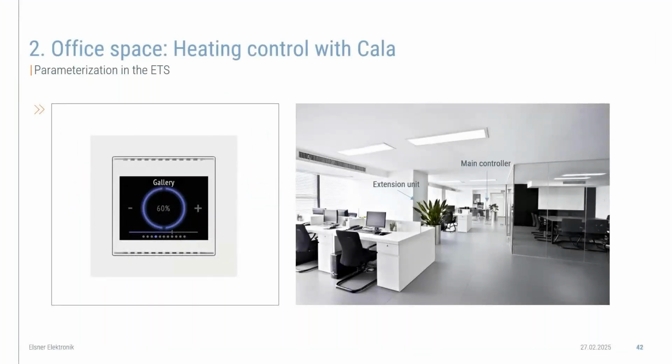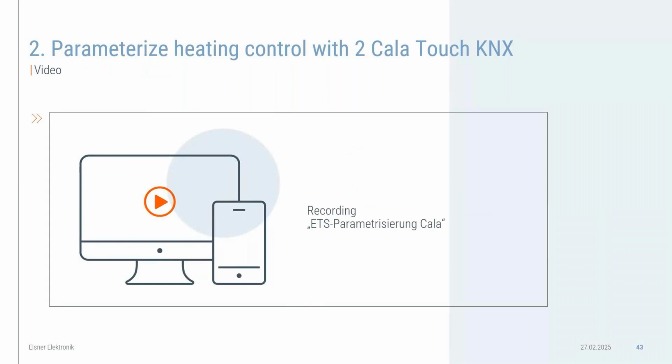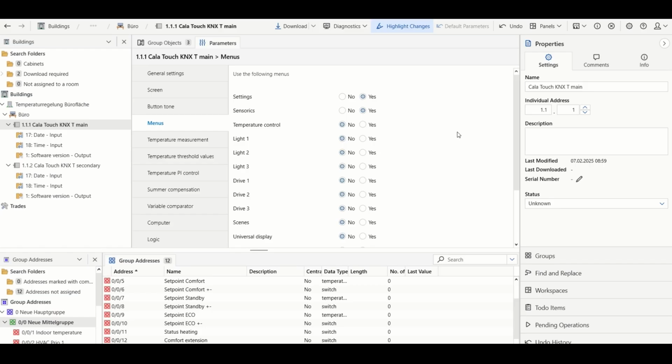So I really like this one. We have an office space and we have the heating control with the Kala, for example. And we have one main controller and we have one extension unit that is placed in different parts of the same office. Excuse me. And how to actually do that is quite simple and pretty straightforward. I will show you in the next video I have pre-recorded for today.